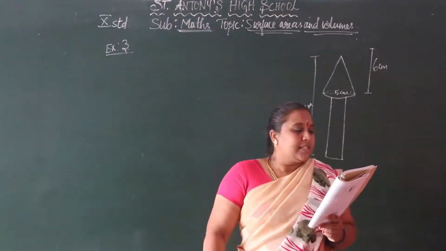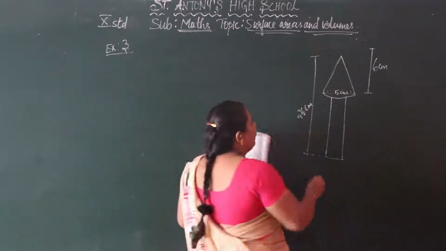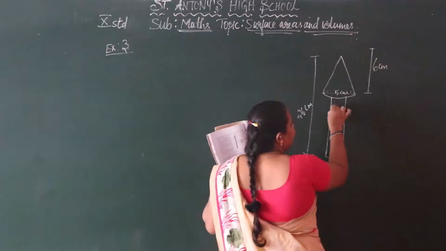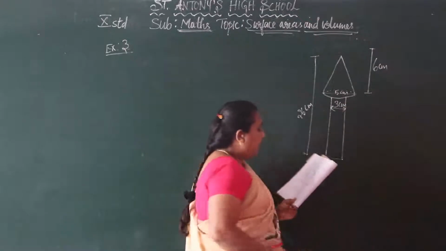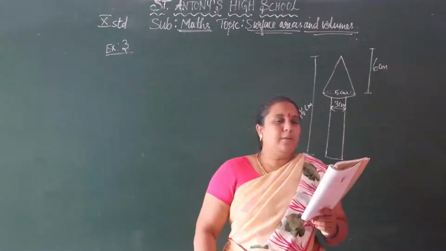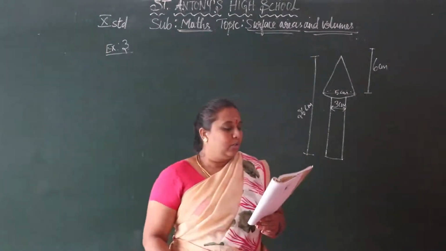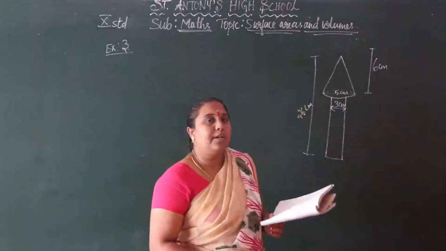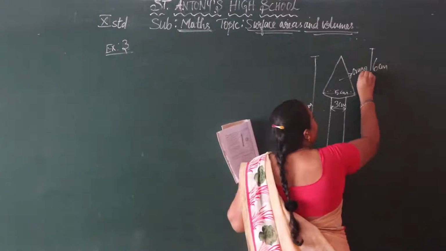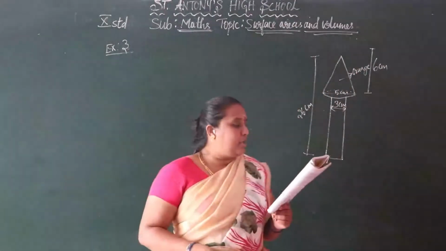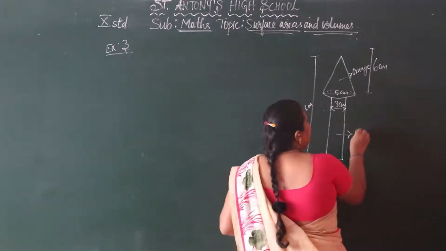While the base diameter of the cylindrical portion, that is the inner part, this part, is 3 centimeters. And the conical portion is painted using orange color, and the cylindrical portion is also painted with yellow color. This portion is painted with yellow color.